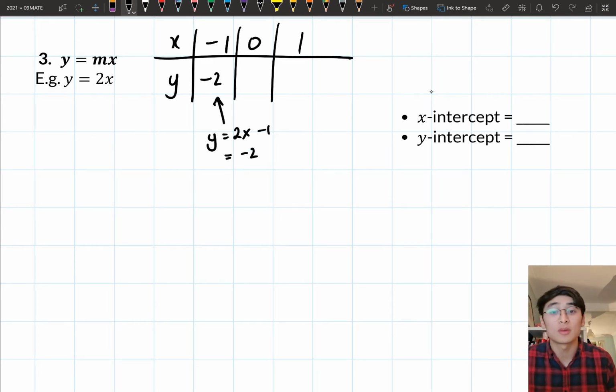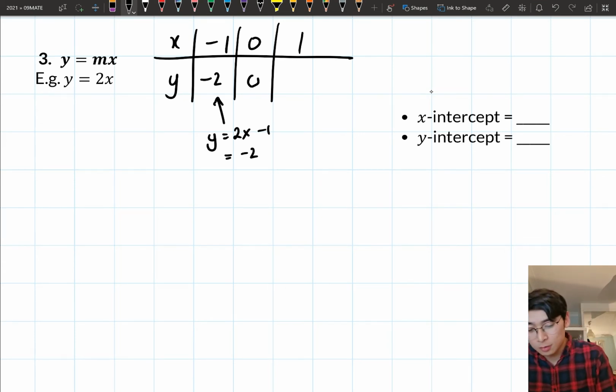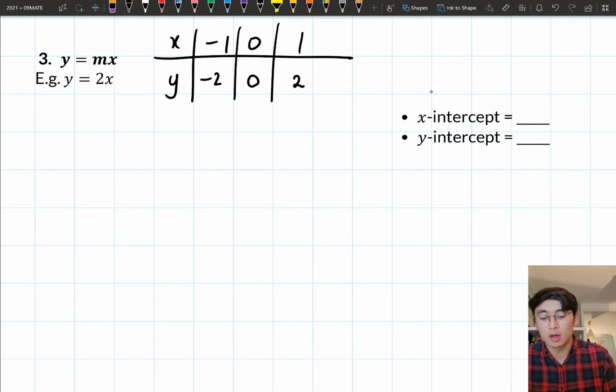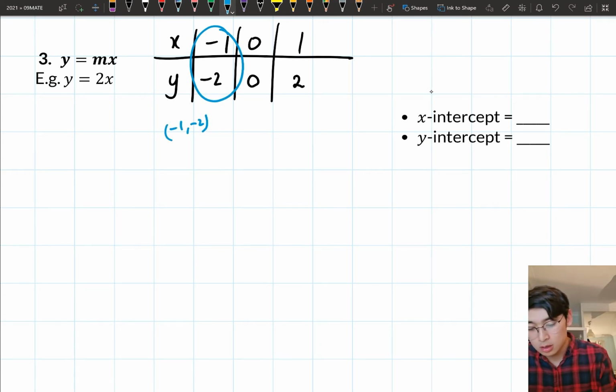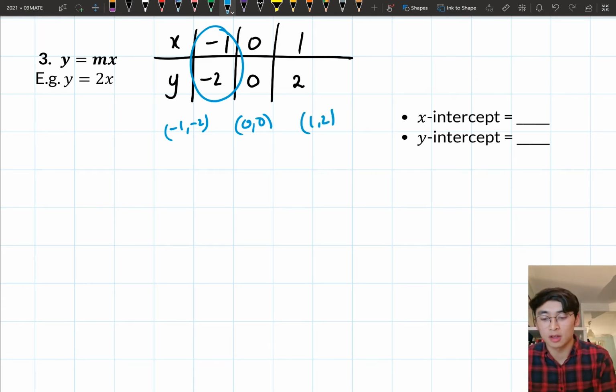Okay, the next box, we substitute x is equal to 0. If we substitute 0, 2 times 0, that gives me 0. And the final one, I substitute x is equal to 1. When I do 2 times 1, that gives me 2. And so now that we've got this, we can plot this on our Cartesian plane by reading each one of these columns as a coordinate. So here, the first column, that's just coordinate of -1, -2. We've got 0, 0, and 1, 2. And so we can plot this on our Cartesian plane. So let's actually go and do that.